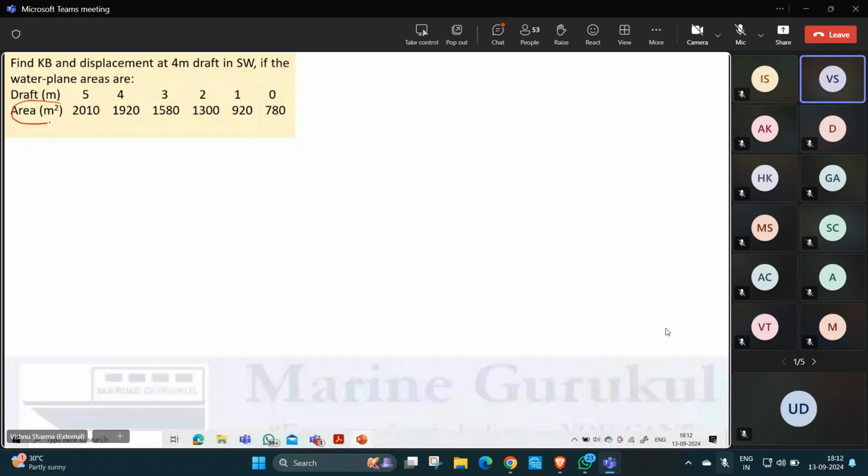He says find the KB, the distance of the center of buoyancy from the keel, and the displacement at 4 meters draft in seawater, if the water plane areas against these drafts from 5 meters to 0 meters are given here.